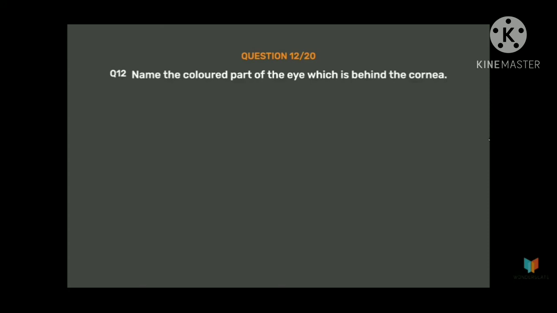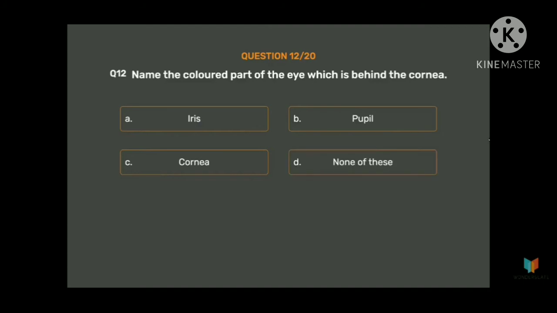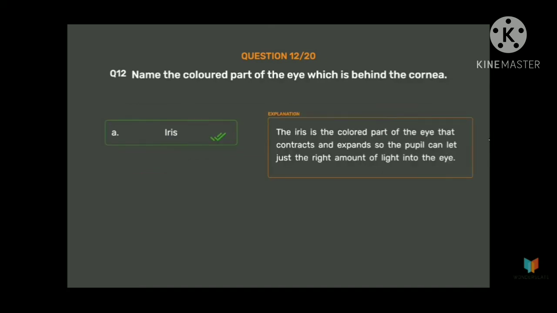Question number 12. Name the colored part of the eye which is behind the cornea. Option A, iris. Option B, pupil. Option C, cornea. Option D, none of these. The correct answer is option A, iris. The iris is the colored part of the eye that contracts and expands so the pupil can let just the right amount of light into the eye.